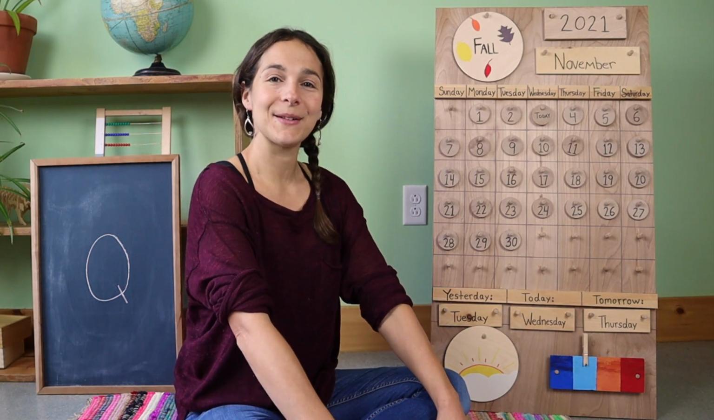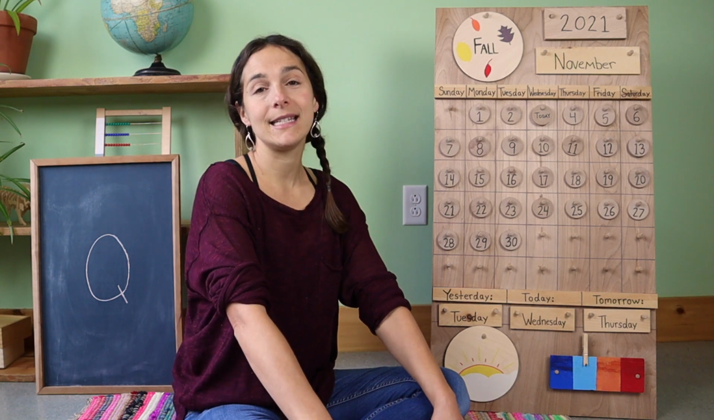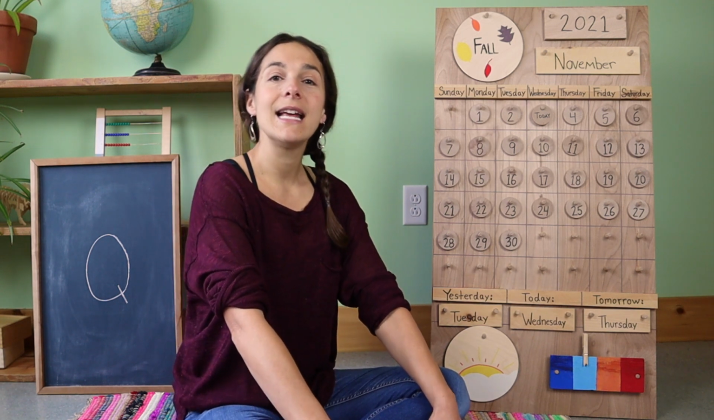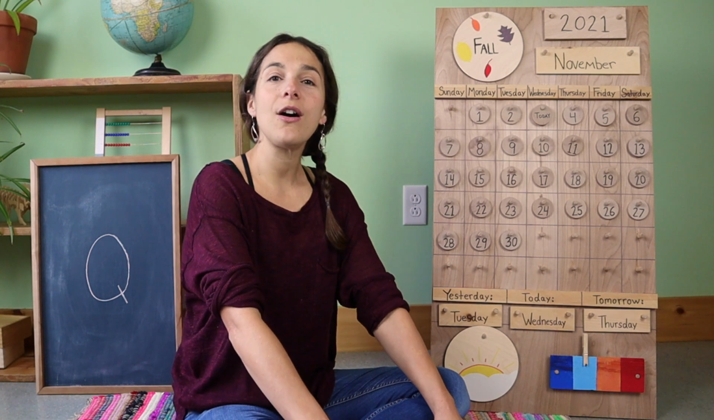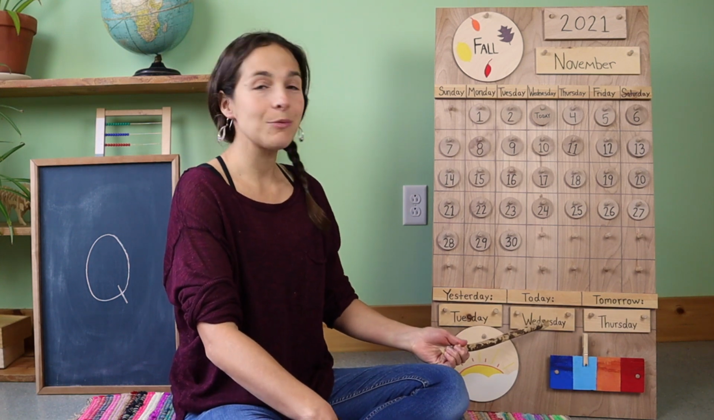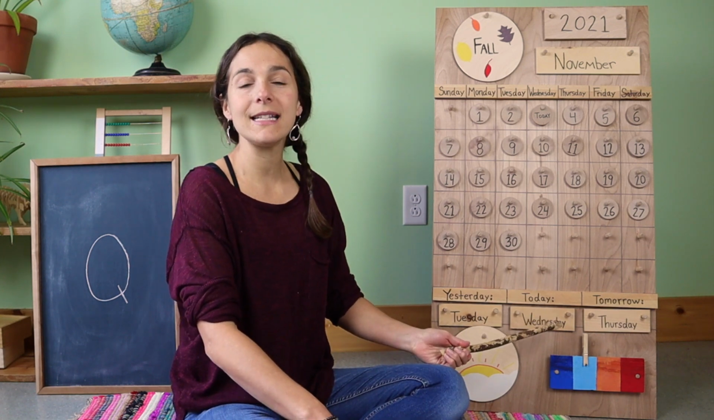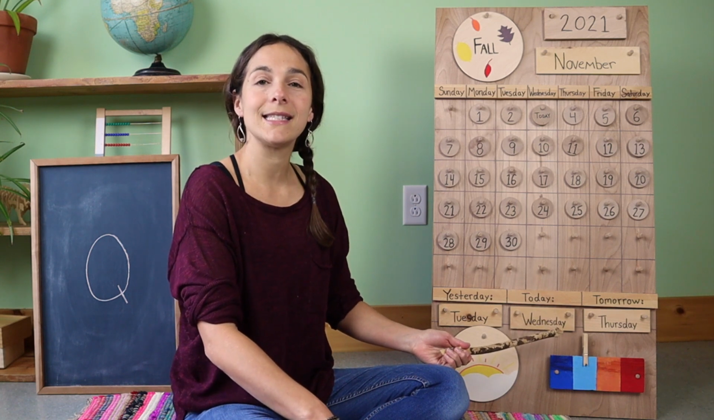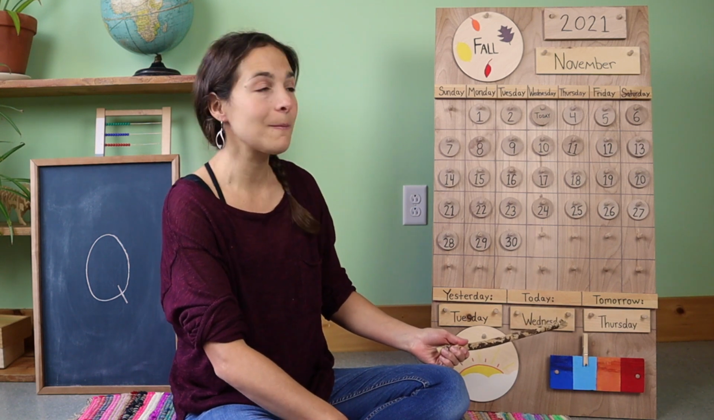It goes like this. Today is Wednesday, today is Wednesday, today is Wednesday all day long. Today is Wednesday, today is Wednesday, today is Wednesday all day long.